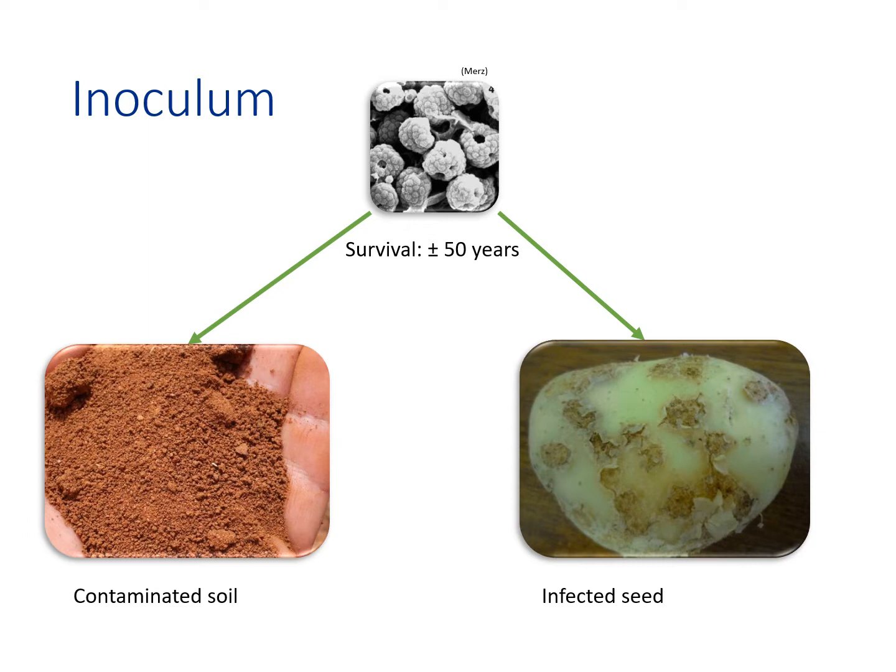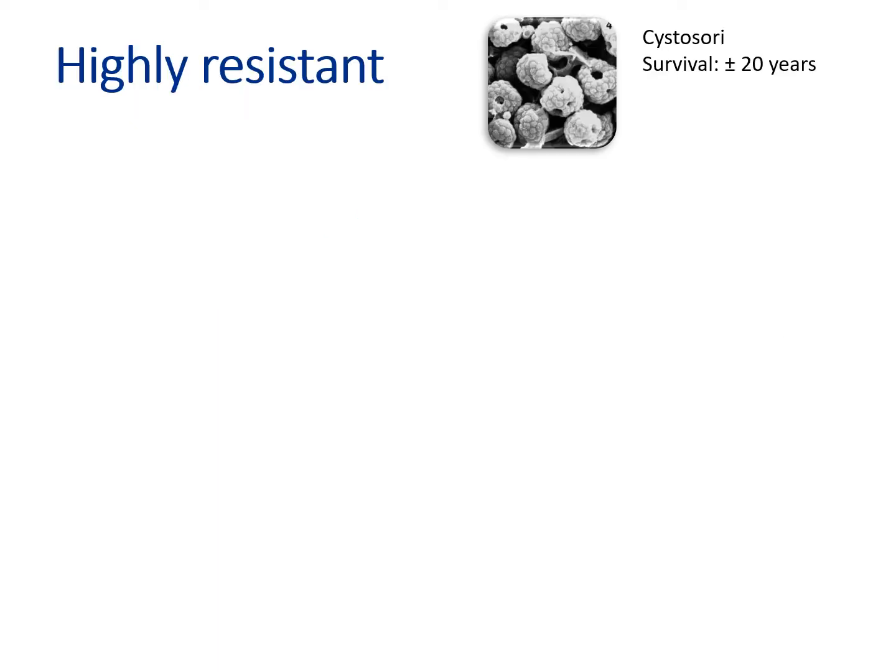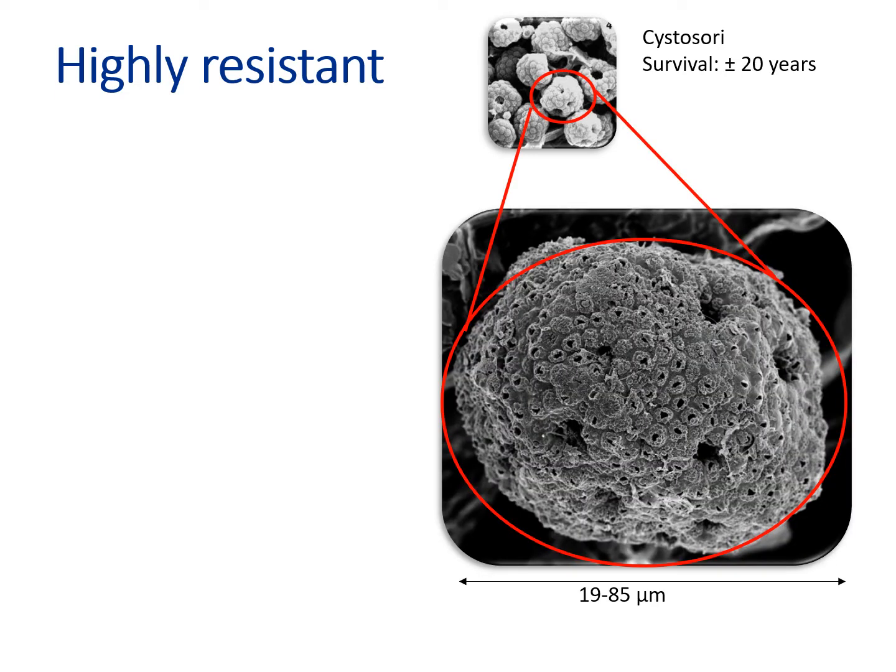In some cases, anecdotal evidence says that these cystosori are able to survive up to 50 years, and that is very worrying. So where is this primary inoculum found? Well, it's found in contaminated soil and also on infected seed. And the question is, why are these cystosori so highly resistant to all kinds of external stresses? Well, let's have a closer look at a single cystosorus.